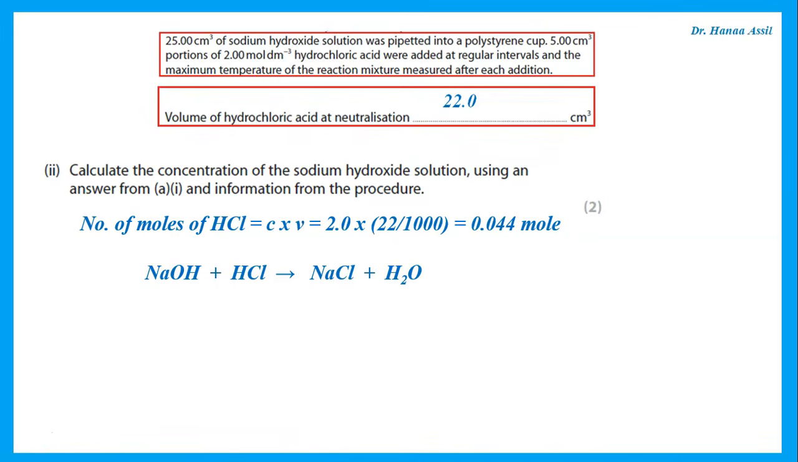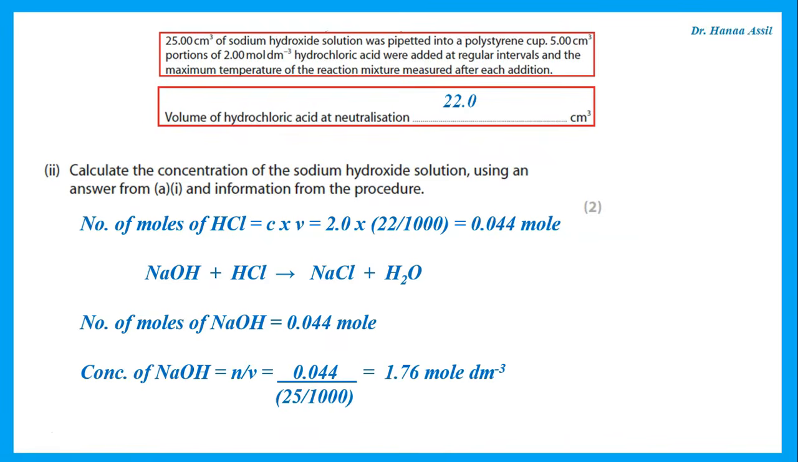Then, if we look at the equation, this is the balanced equation, and obviously we relate the number of moles. The number of moles of HCl is the same as the number of moles of sodium hydroxide. So we're required to get the concentration of sodium hydroxide. Well, you should know concentration is number of moles over volume. The volume of sodium hydroxide was 25 cm³, so we need to divide by 1,000 to put into the equation. So this is the concentration of sodium hydroxide.